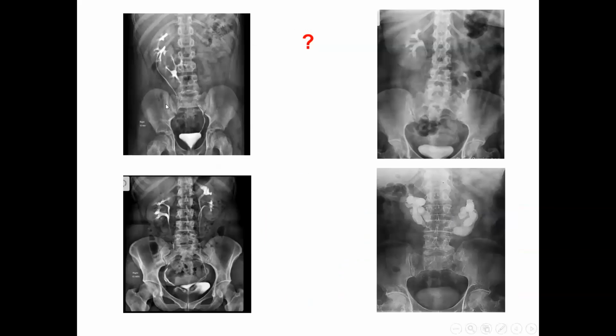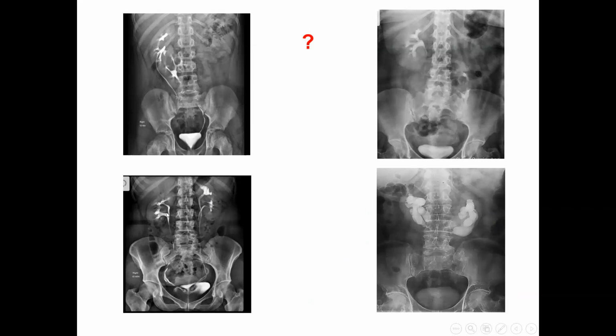Okay, now let's test your knowledge. What is this? Cross-fused ectopia. You see the ureter on this side is going to this side. Okay, what is this? Yeah, ectopic kidney lying lower part in the pelvis, slightly above the pelvis actually. What about this one?